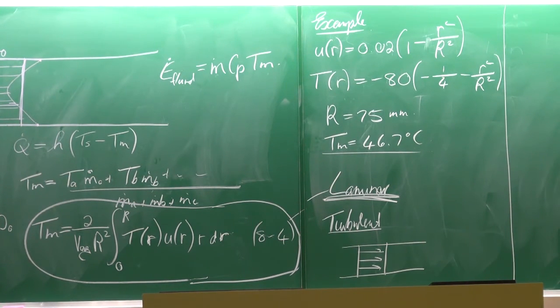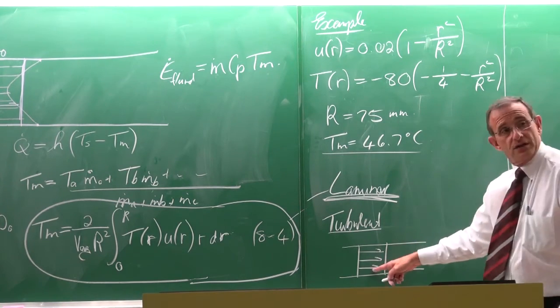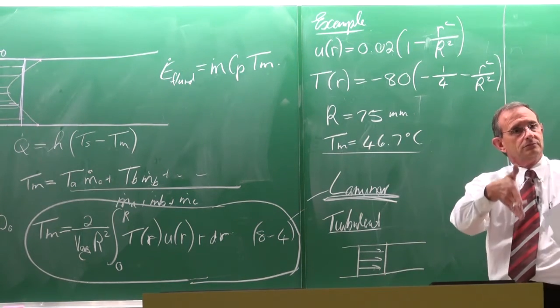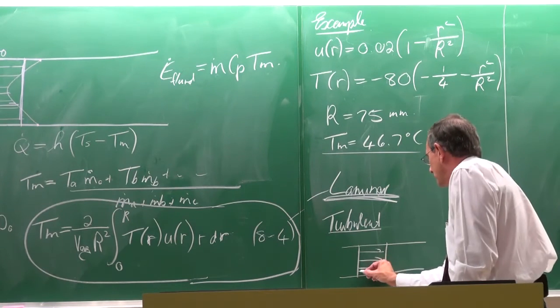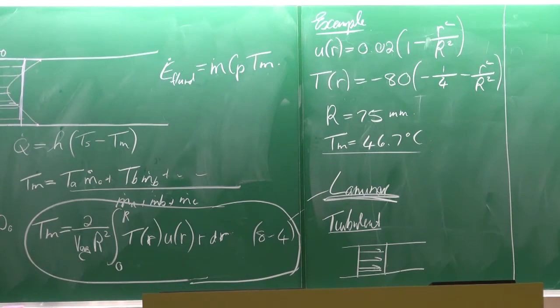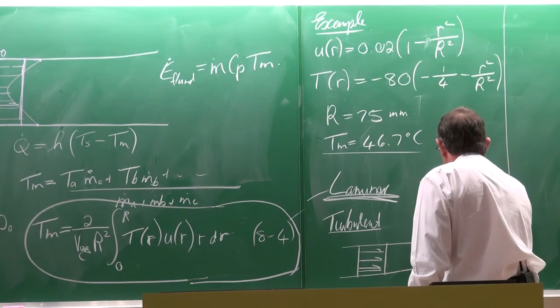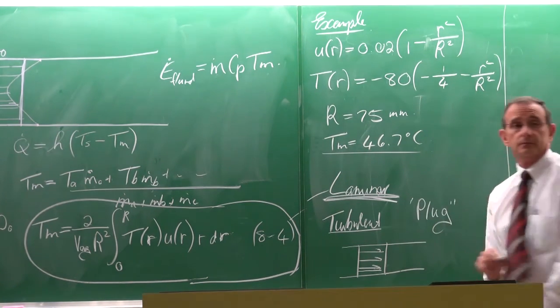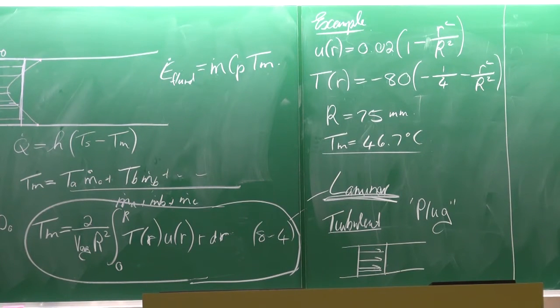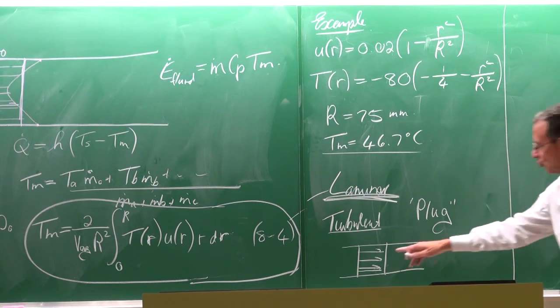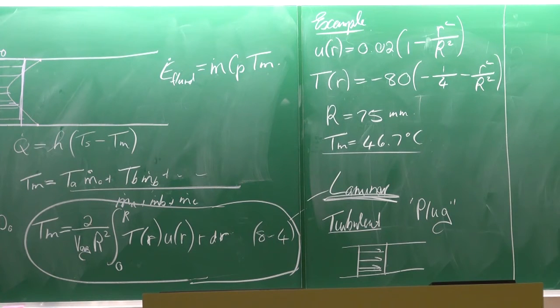I beg your pardon? What is? Plug flow. Oh, what is plug flow? Sorry, you don't know what plug flow is. Plug flow is where the velocity profile is like a plug, like this. What did you call it? Plug flow. In literature, you'll see it called plug flow. Okay, so it's like a plug. There's no profile in terms of velocity or temperature.